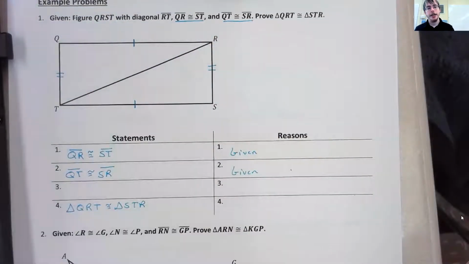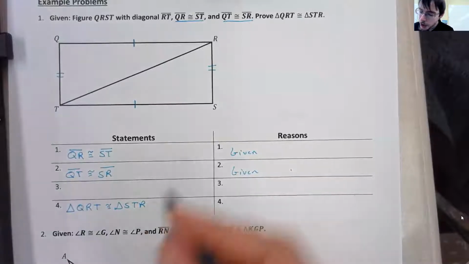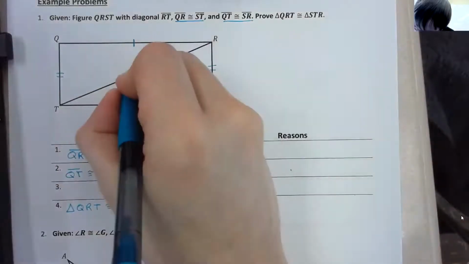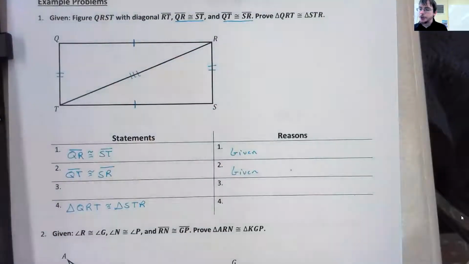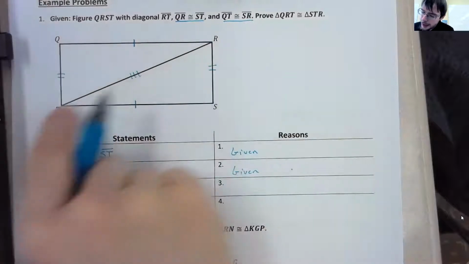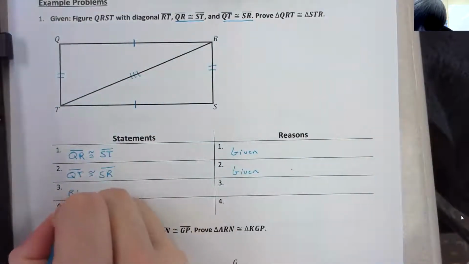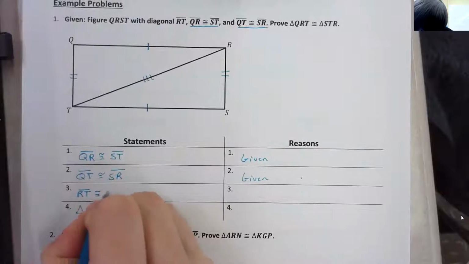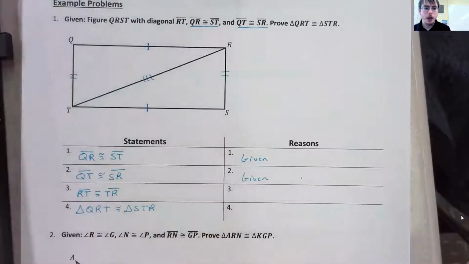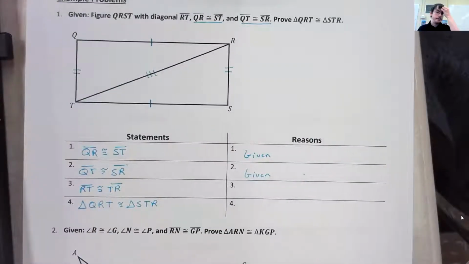But let's look at our diagram. Can we figure something out? Remember, our second step wants us to look for any shared sides or vertical angles. So do you see any shared sides or vertical angles here? Well, you should see that there's a shared side right here. So a shared side right there. Well, RT is congruent to itself. RT is congruent to RT.